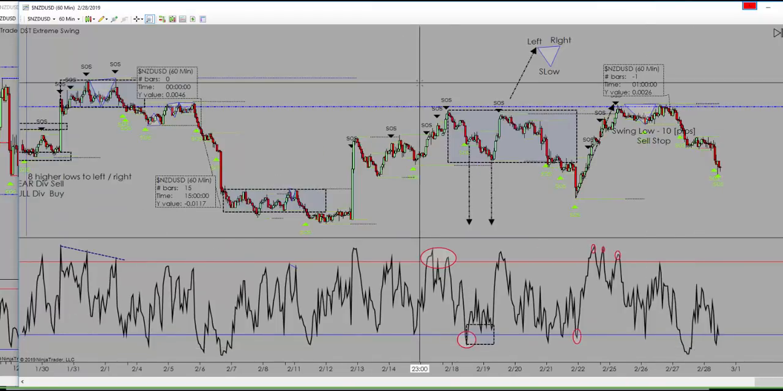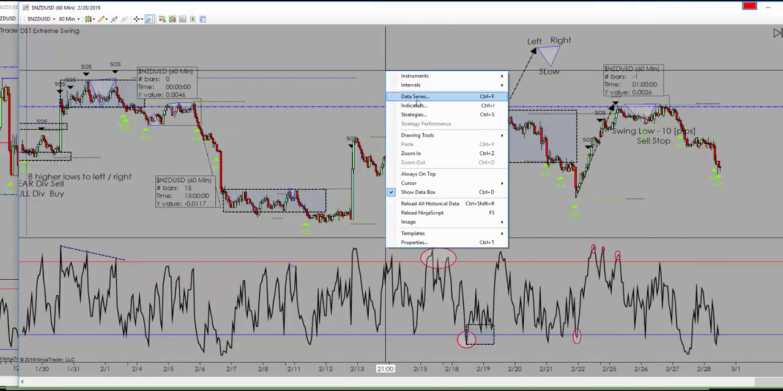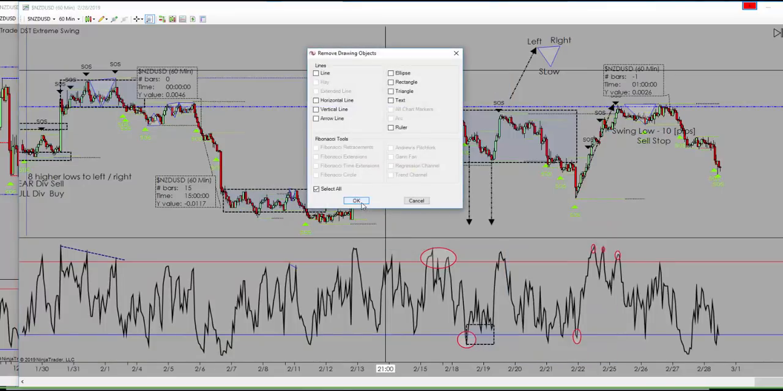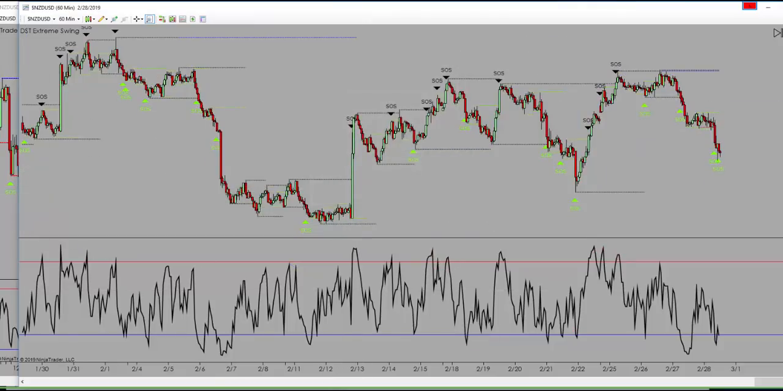Now, let's come back in here and let's remove all the drawing tools. Now you've got basically a naked chart. So here's what I'd encourage you to do immediately. Go out to your higher time frames, or just go to your trading time frame. And I'd say use a 60-minute at the minimum. Okay?